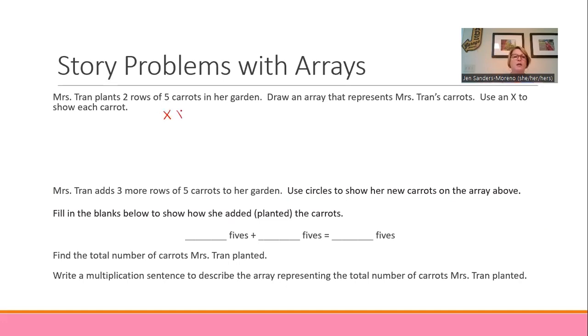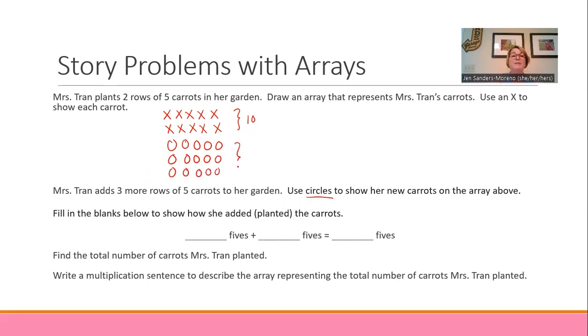So we want our students to show what she's planted so far. We might even have some students say, okay, we already have 10. All right, great. Okay, so we might have that discussion, we might not. It didn't say to answer that yet, but they might already be there. Then it says, Mrs. Tran adds 3 more rows of 5 carrots to her garden. Use circles to show her new carrots. Excuse me. So here, if I do circles, still carrots, but we're just using a different shape because they asked us to and to show this new plant.